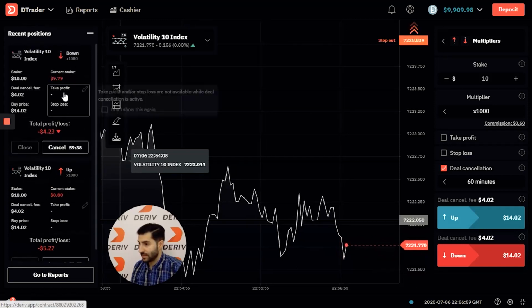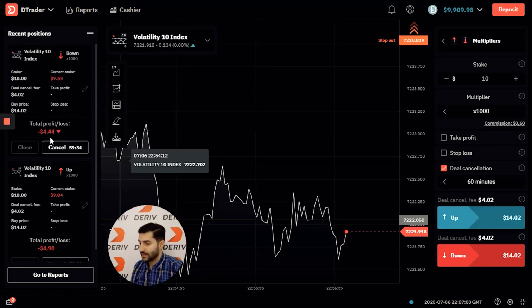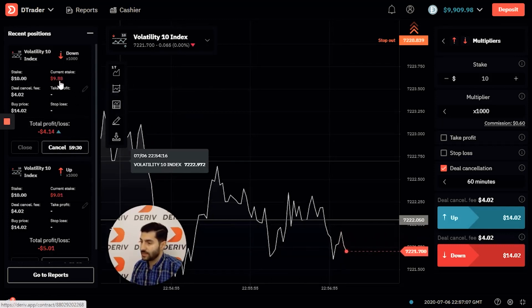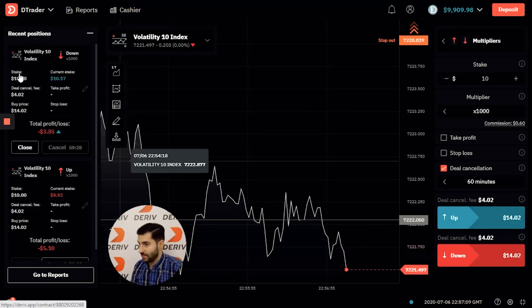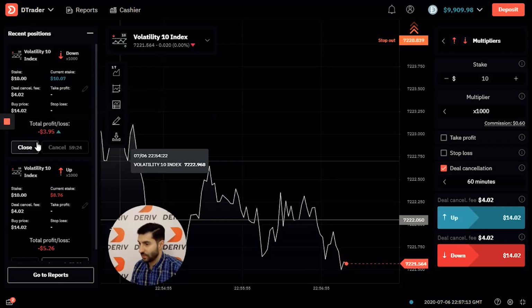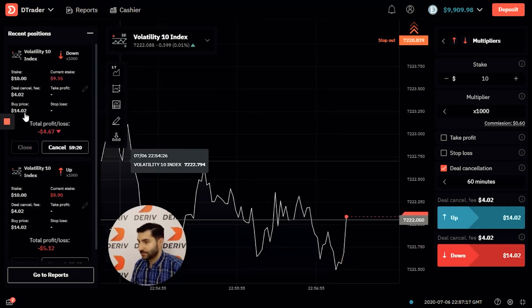Something to point out is that, as just happened now, the cancel option is only available when my current stake is less than my initial stake. As you saw, it just went above right now. So in this case, I'm going to be urged to close off the contract instead of canceling it.